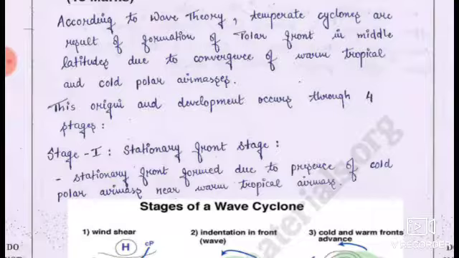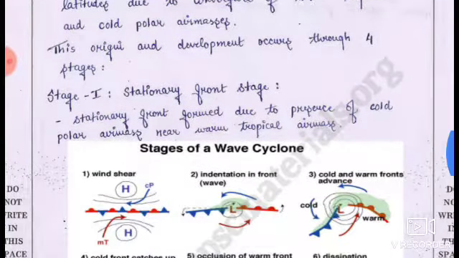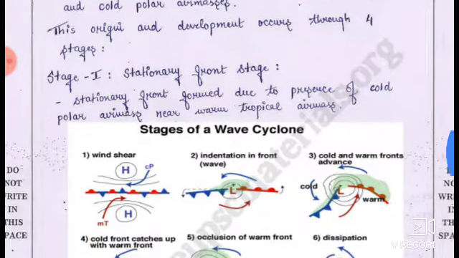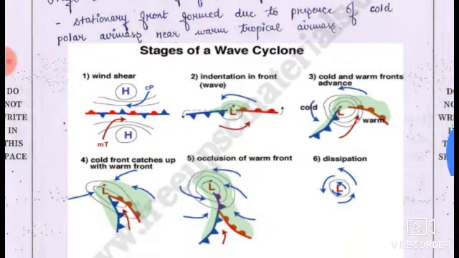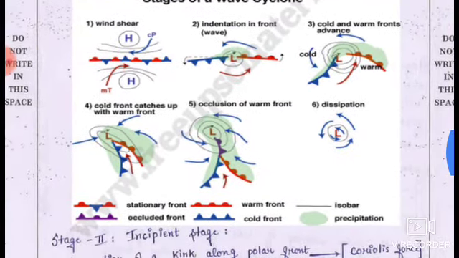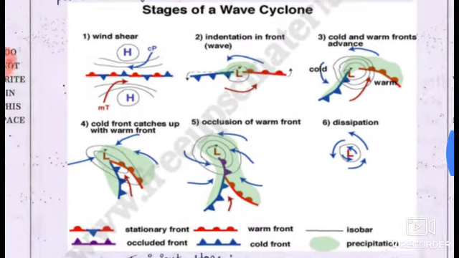Stage 1, stationary front stage. Stationary fronts form due to the presence of a cold polar air mass near the warm tropical air mass. So, the stages of wave cyclones.